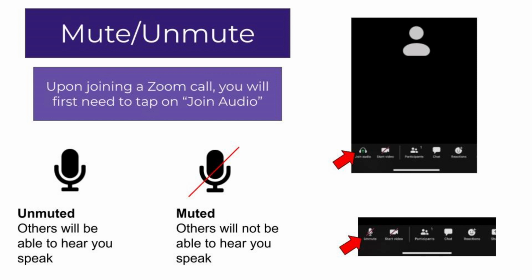We know when you are muted when there is a red slash through the microphone icon. We know when you are unmuted when the red slash is not present on the microphone. When you are unmuted, people will be able to hear you. When you are muted, people will not be able to hear you speak. Sometimes, if you try to speak when you are muted, Zoom will tell you that others will not be able to hear you with a pop-up text box.